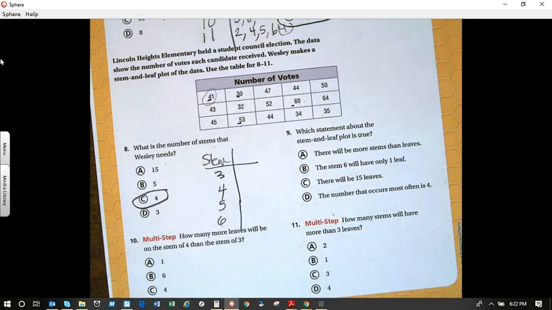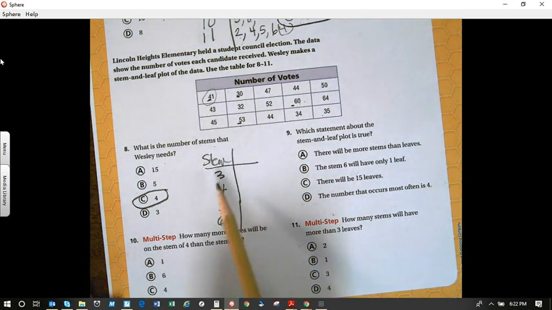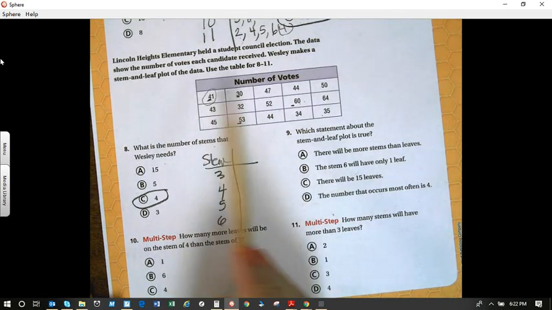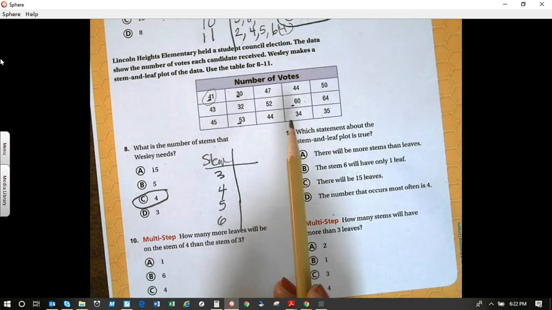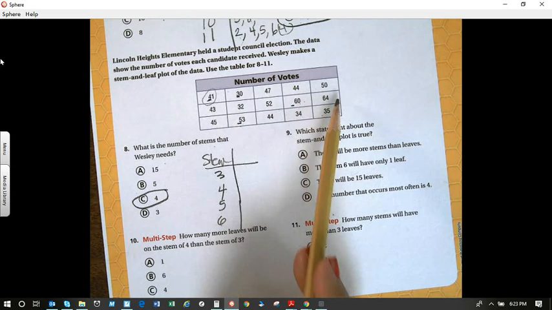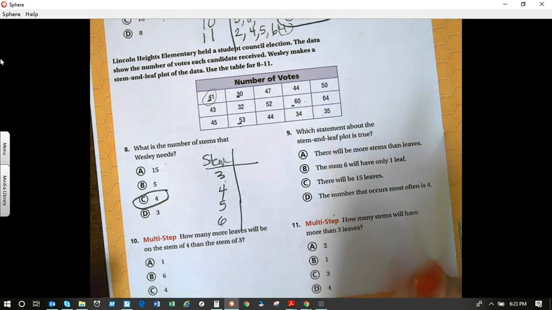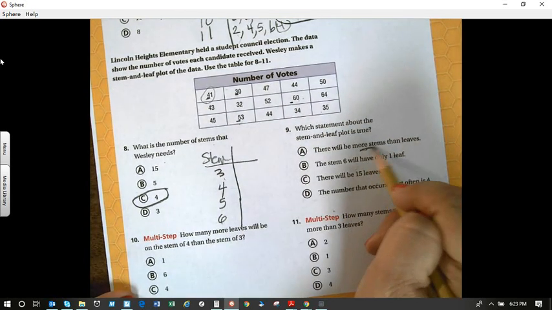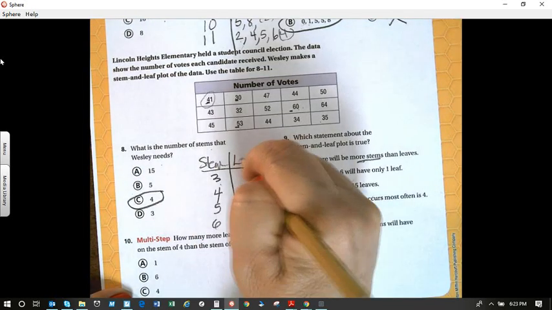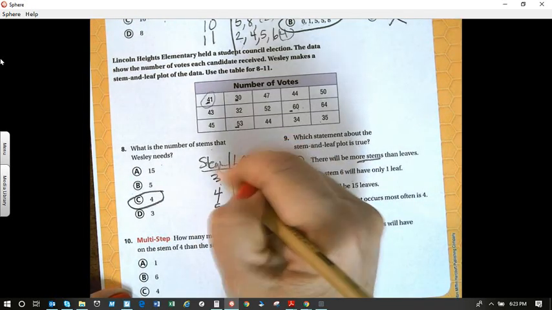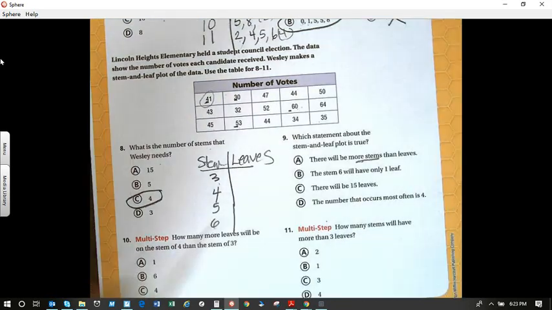You could. Here I have 1, 2, 3, 4, but I know that I'll have more leaves than just the 4 stems. So will there be more stems than leaves? No. There's going to be more leaves than stems, but not more stems than leaves. So this is a false statement.